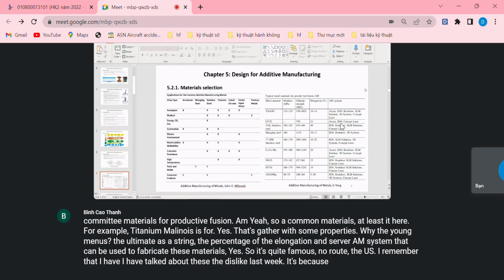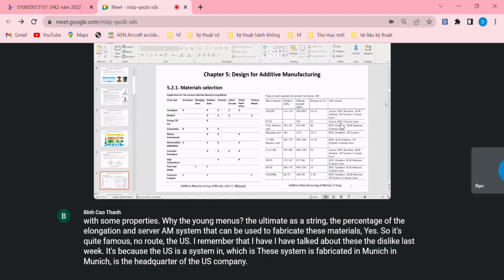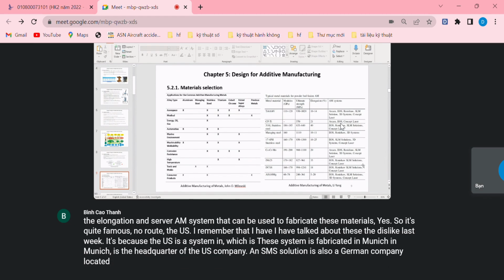EOS is a system fabricated in Munich. Munich is the headquarters of the EOS company. And SLM Solutions is also a German company, located in Lübeck. And the others, I have heard of, but I am not really familiar with them.